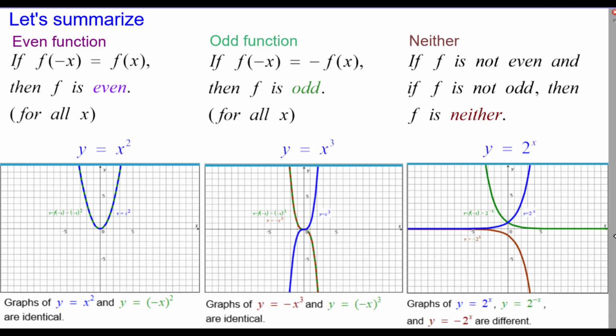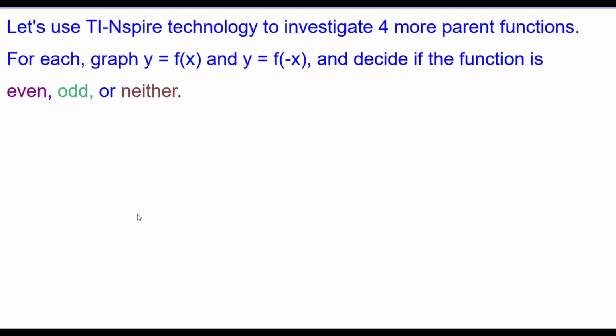And then here's one that is neither. y equals 2 to the x. Blue is the parent function. Green is f of the opposite of x. And here the brown is the opposite of f of x. All very different. This function right here, y equals 2 to the x, is neither. Press pause as needed. Let's use TI-Nspire technology to investigate 4 more parent functions. For each, graph y equals f of x and y equals f of the opposite of x, and decide if the function is even, odd, or neither.